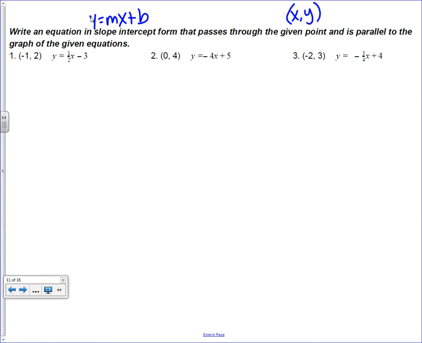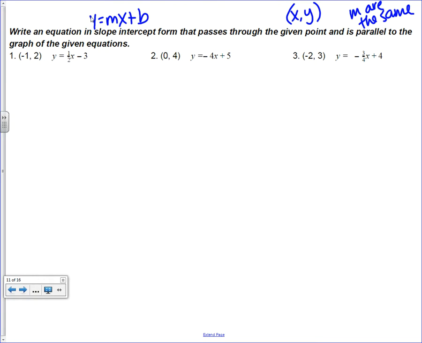Look at all those problems. Do they all have a point with them? Yes. Yeah, they do. An X and a Y. What do I know about parallel? Because the slope has to be the same. The slope, the M, has to be the same.